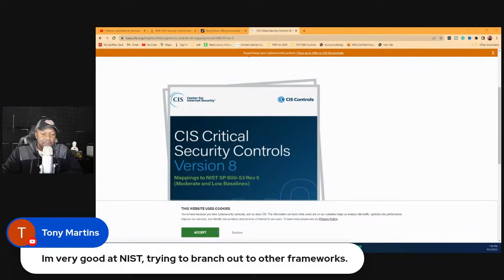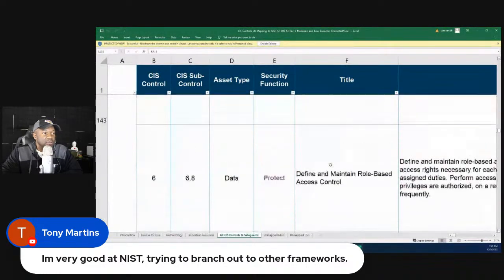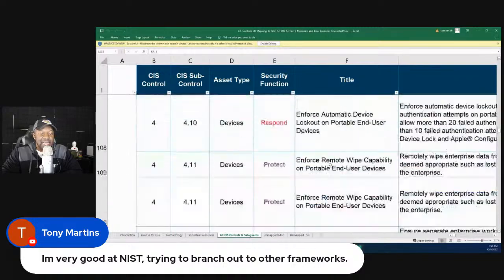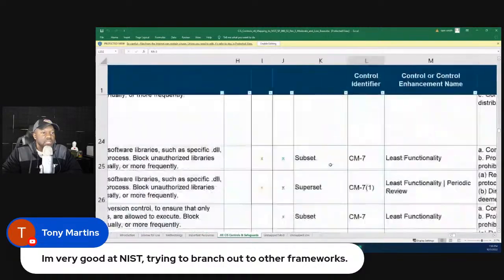Tony says, I'm very good at NIST, trying to branch out to other frameworks. Well, this is your lucky day, Mr. Tony, because if you're very good at NIST, then you're going to be very good at CIS controls. What I was going through, if you missed it, was mapping the CIS controls directly to controls in the NIST family.